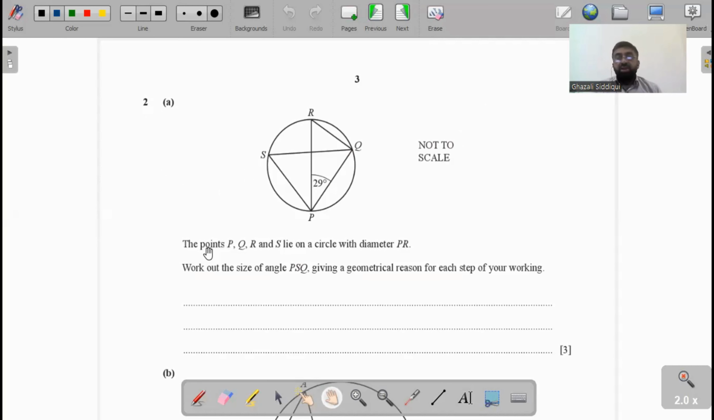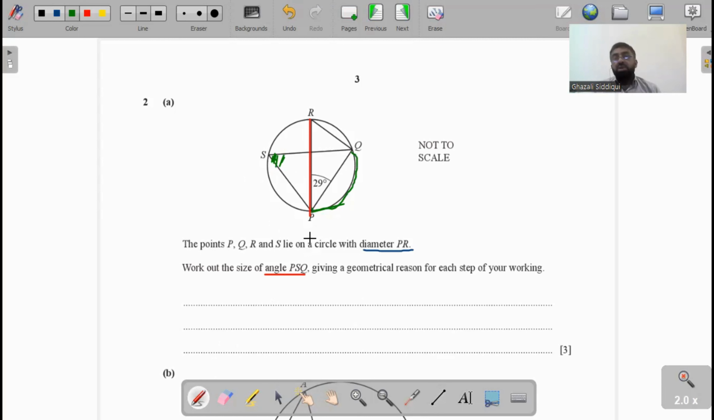Question 2, part A. The points P, Q, R and S lie on a circle with diameter PR. Work out the size of angle PSQ, giving a geometrical reason for each step of your working. Firstly, we see that the diameter is PR. Now we have to find the angle PSQ. We see that this angle PSQ lies on the segment PQ.